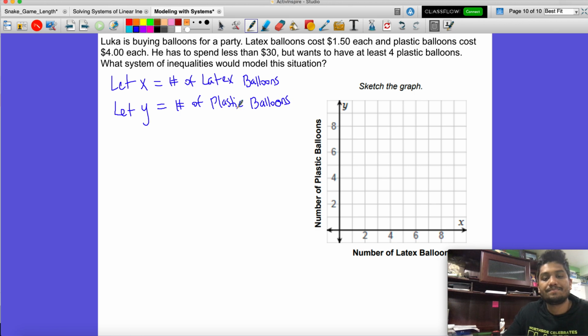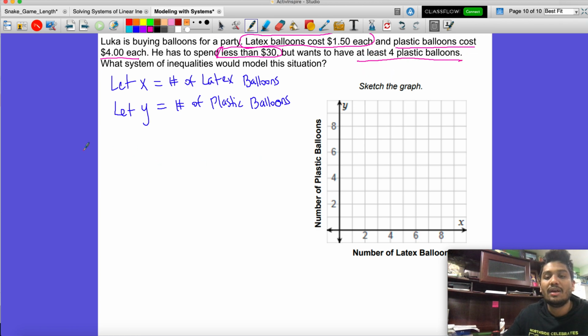So let's see, what do we know? I would probably underline or annotate some things. Luca is buying balloons for a party. Not really that important, but we do know that latex balloons cost $1.50 each and plastic balloons cost $4 each. Those are monetary units, so they're about money. Then we have another thing that says he needs to spend less than $30. So it's another monetary unit, dollars, and he wants to have at least four plastic balloons.